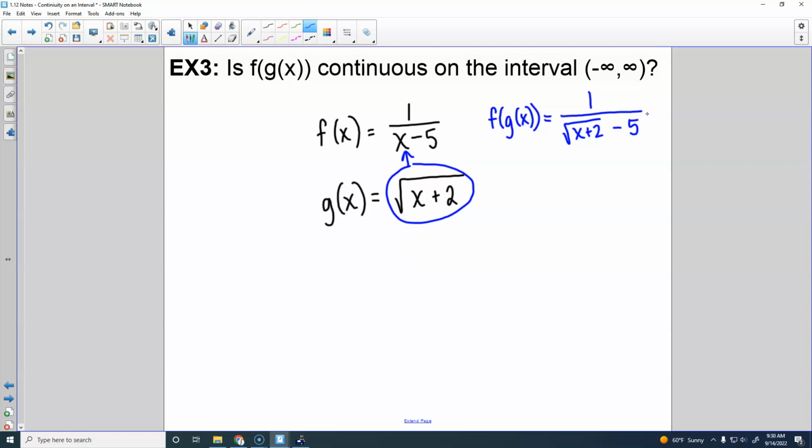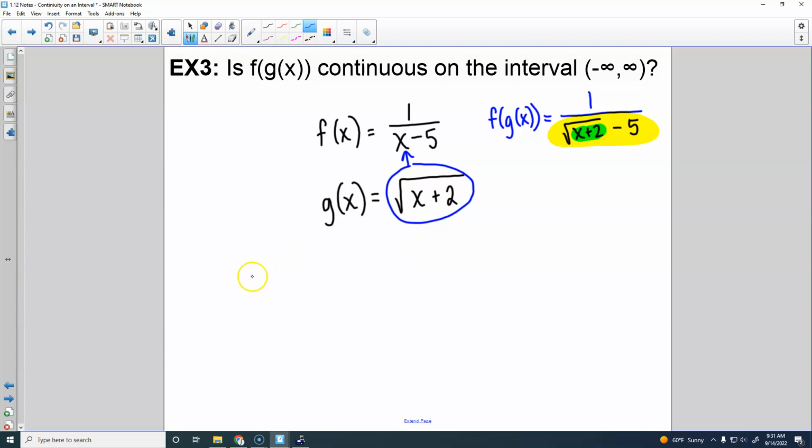Not on this one, because what we really care about is the domain of this one. You've got actually two problems with your domain here. You have the issue that you've got an x plus 2 underneath the square root, and then you have the larger issue of a denominator. Really all you have to do is show that there's at least 1 point on this domain from negative infinity to infinity where this is discontinuous. I think the easiest thing to do there is just denominator equal to 0.